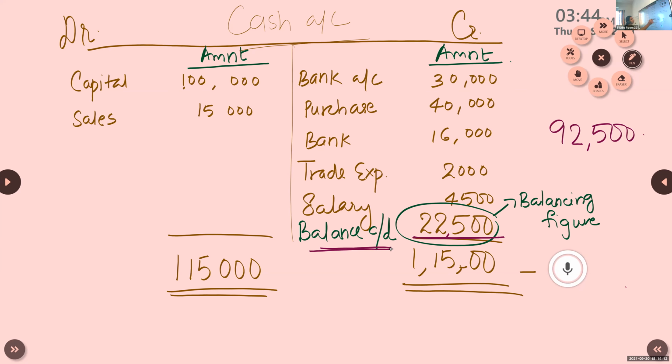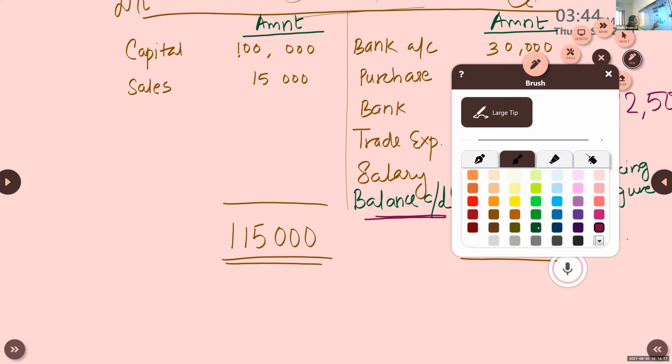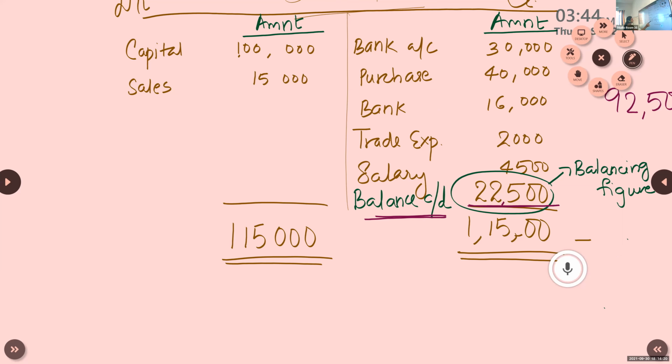And this balance will come down to the opposite side next time. If it is monthly, then next month we will bring this to the opposite side. Then it becomes balance BD, brought down, 22,500. Okay? Balancing is okay with everyone? This is how we balance an account. Balancing is done.